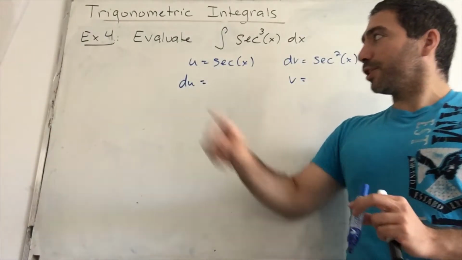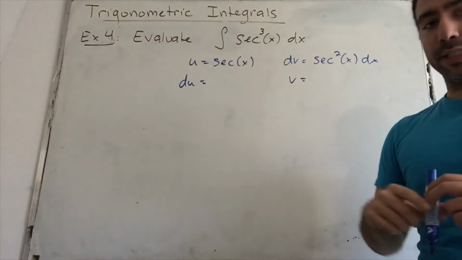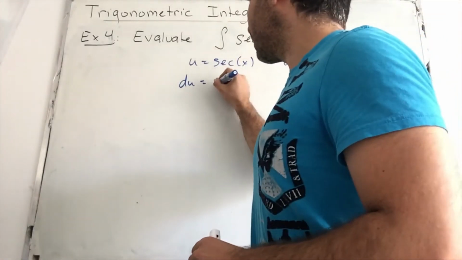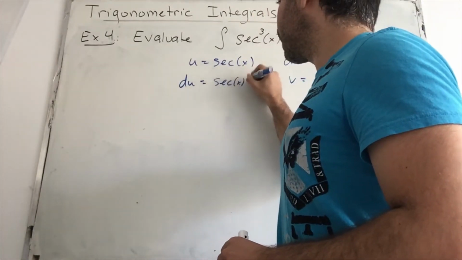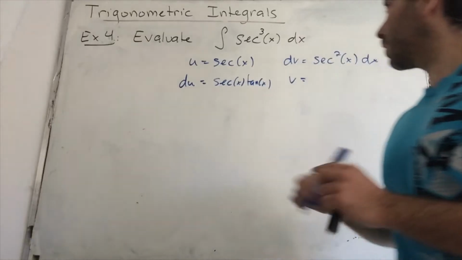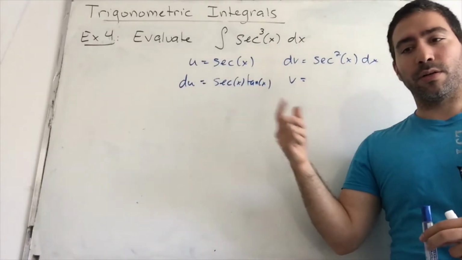So remember, for integration by parts, we take the derivative. So the derivative of secant is secant tan. And what's the integral of secant squared? Well, it's just tan.